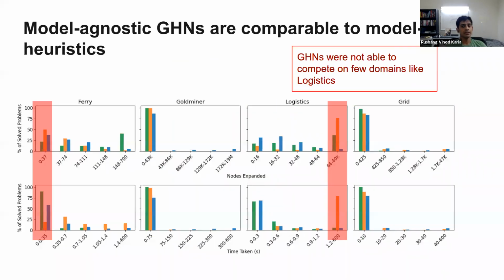However, GHNs were not able to compete on a few domains. There were two domains highlighted over here, one of which is logistics, where GHNs weren't able to perform. We analyzed this and found that the abstraction technique that we used is not suitable for logistics because most of the actions only change binary predicates, and the training data was generating diverse plans because the plans were loosely coupled. For Ferry, the problems were really small, and that's when factors like network inference and overhead from solving the network start making a big difference when the number of nodes expanded is relatively the same, because our inference procedure is pretty slow.